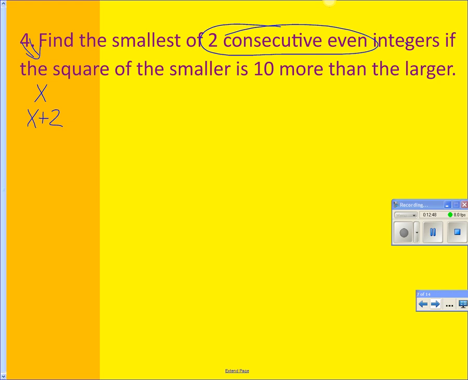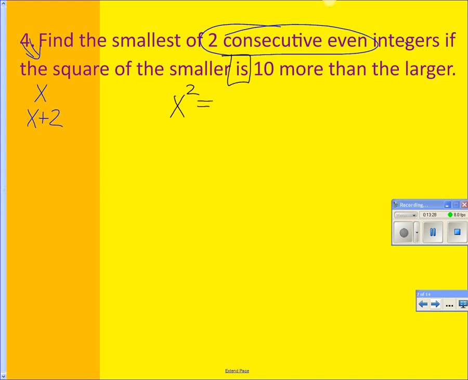So here, right here, is where it starts telling me what to do. The square of the smaller. Which one of these is the smaller one? X or x plus 2? X. Anybody know how you write the square of x? X squared. Okay? So that's what we write first. X squared. The square of the smaller is x squared. Then I see the word is. So I got to stop and do something about that. That's so important. What do I do when I see the word is? Equals. I have to put it to equals.